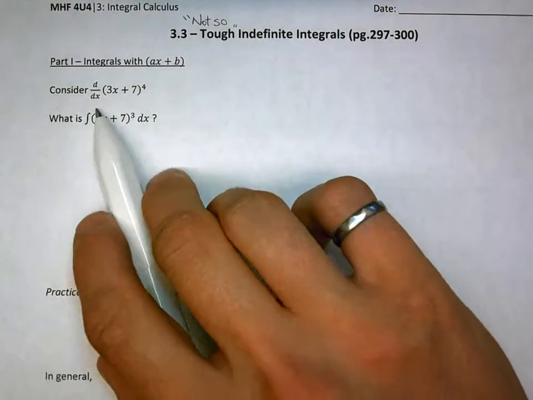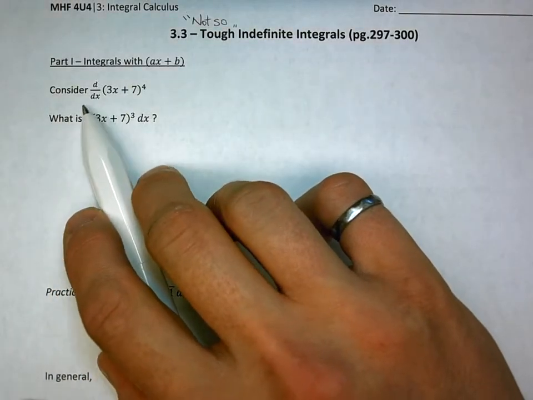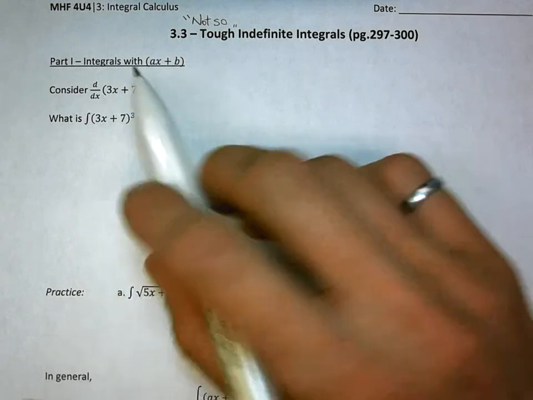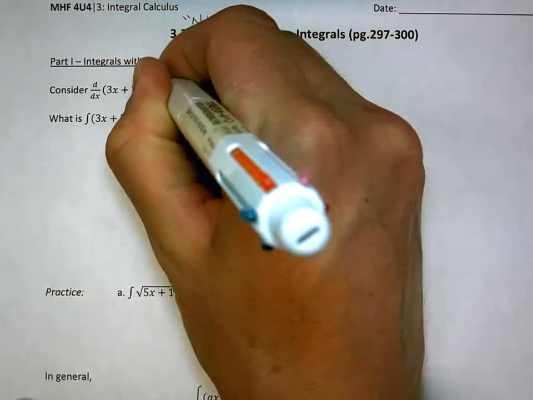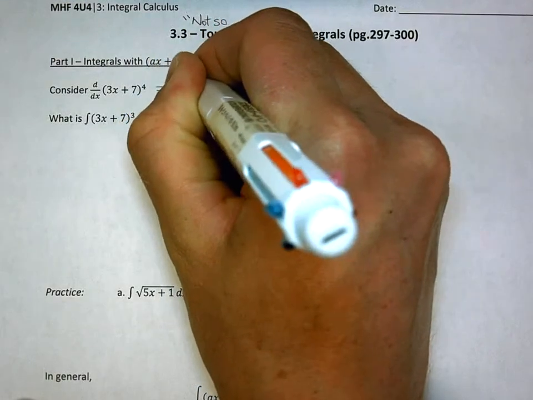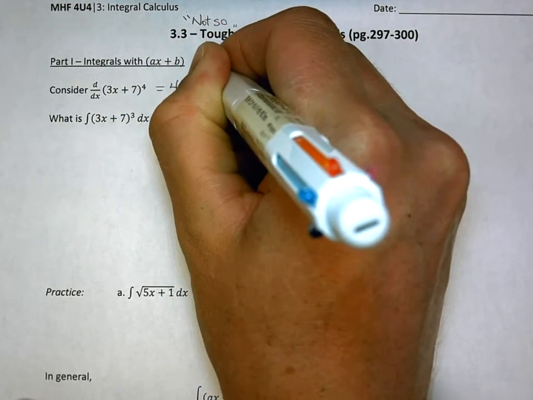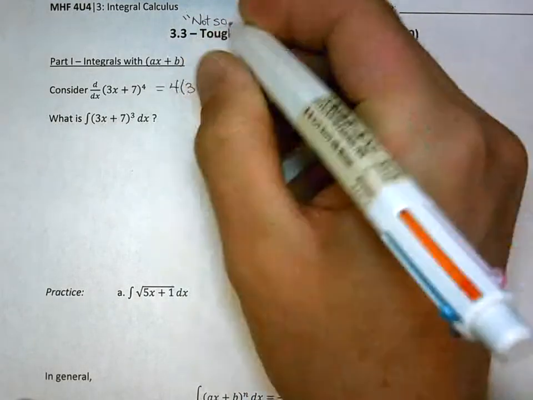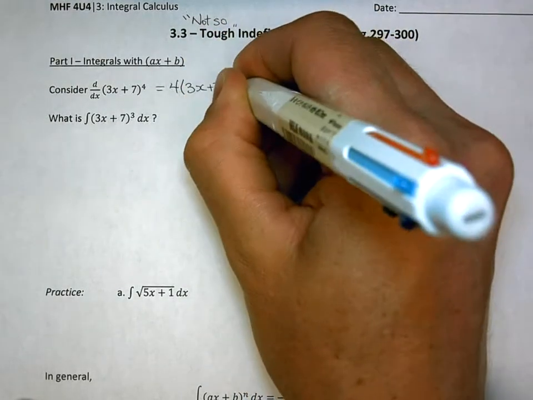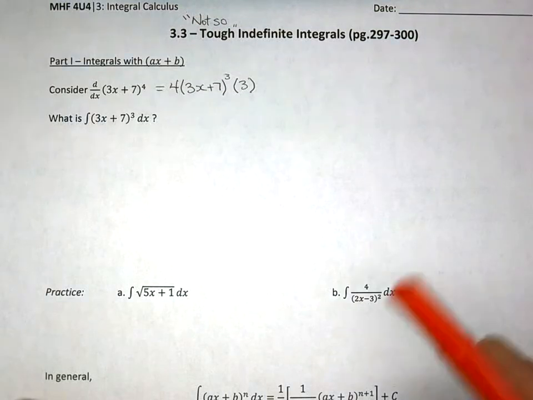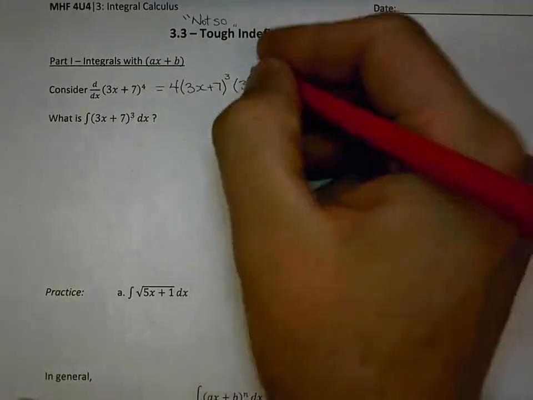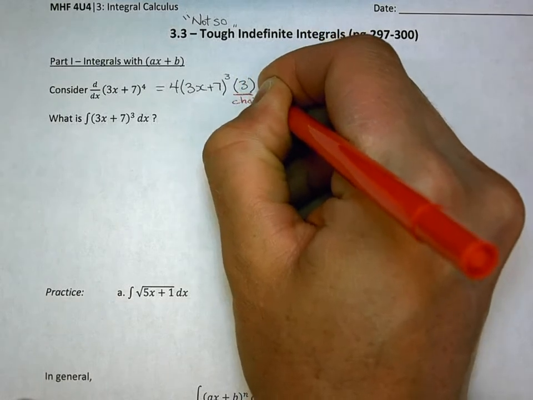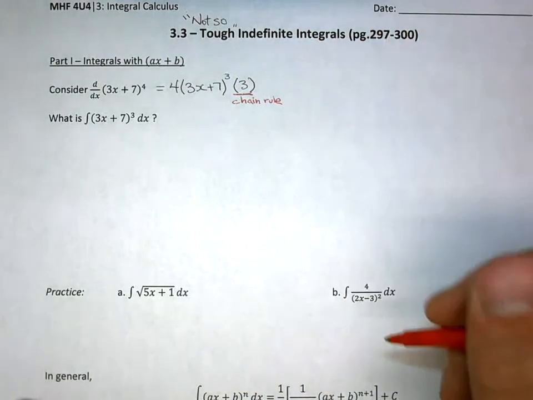Well, first of all, let's consider this derivative. What's the derivative of 3x plus 7 to the power of 4? Well, if you guys remember, I bring the 4 down. This is chain rule, right? Something to the power of 4 becomes 4 times that something now to the power of 3, and then I have the chain rule, which is 3. So this 3 is the derivative of what's inside the bracket. This is an artifact of my chain rule.